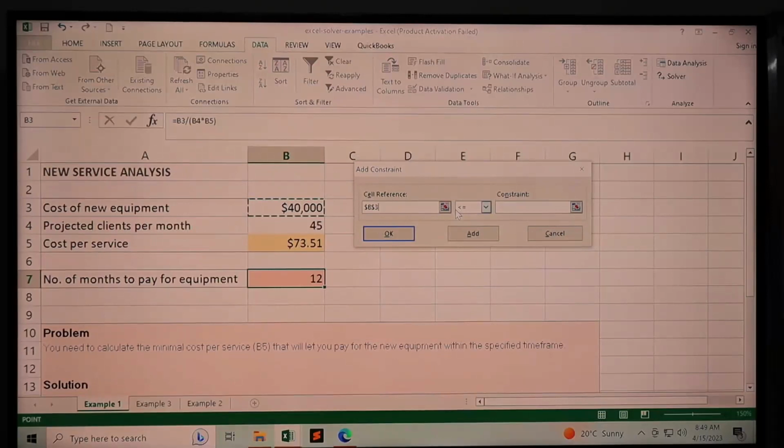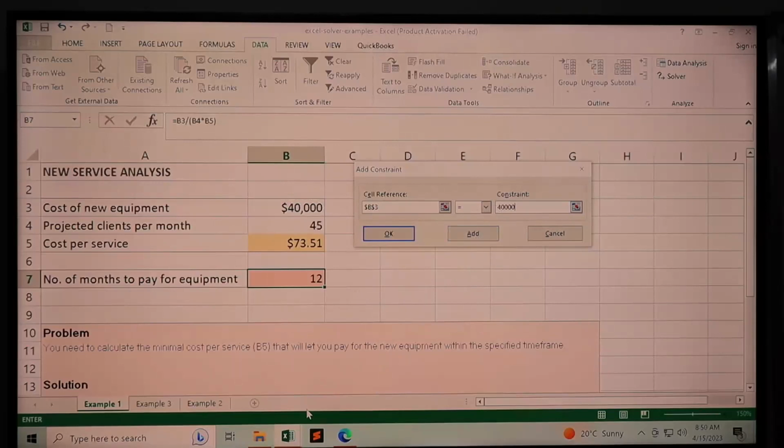And adding this constraint, is it supposed to be equal to, less than, or equal to? So we say here it is supposed to be equal to what? To 40,000. That is the first constraint. Once you enter that, then you can click add. In Solver, if you finish and you don't have another constraint, you just click OK. But we have another constraint, so you click add.